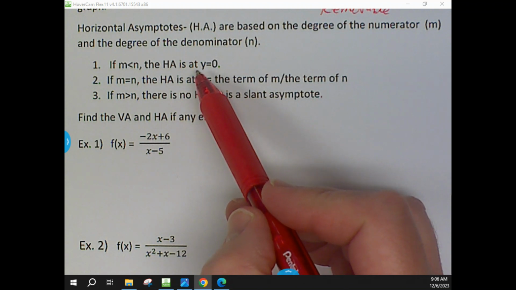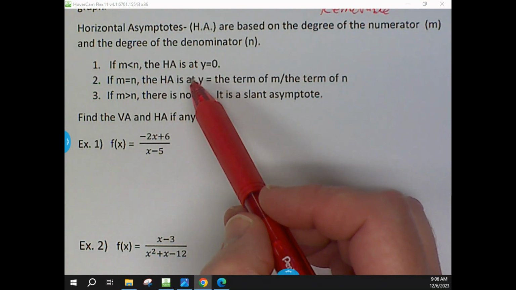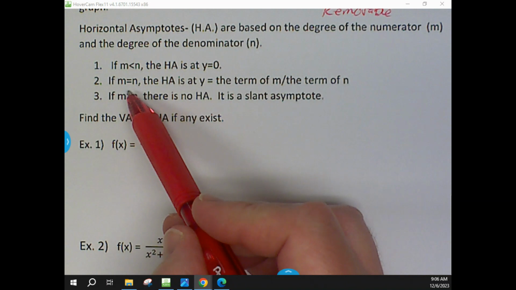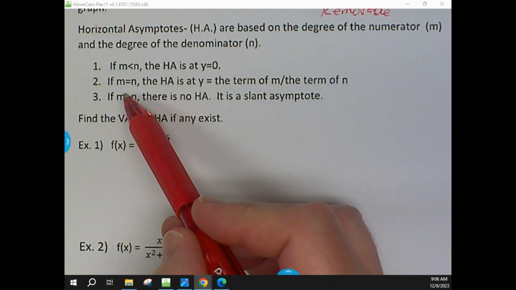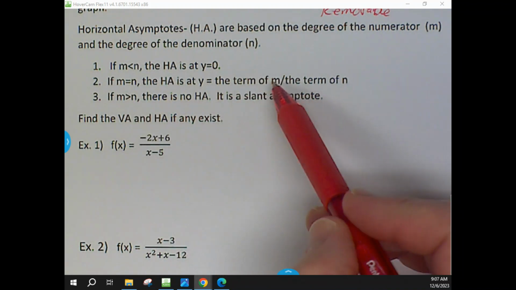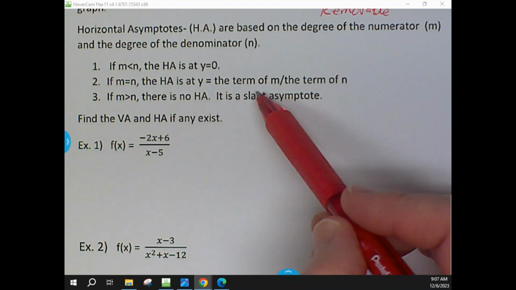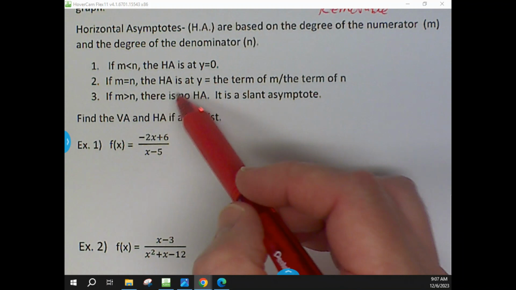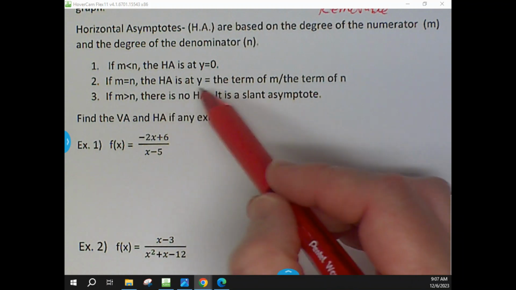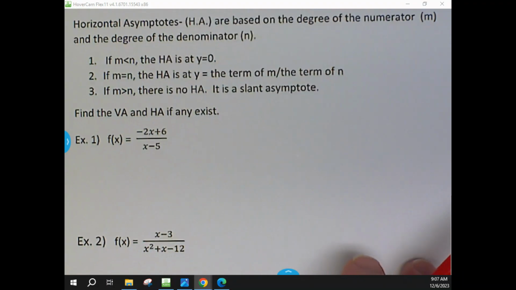If you think about what we did yesterday, we were doing something like 4 over x minus 2, so it fell into that same category. Now, if the two degrees are equal, you've got a horizontal asymptote at the ratio of the coefficient of the m term to the coefficient of the n term. So basically it's just dividing the two coefficients. It might be y equals -2, might be y equals 4, could be a half, something like that.